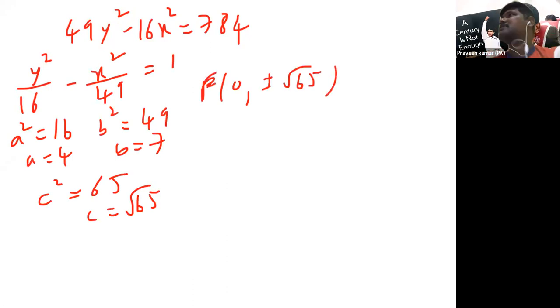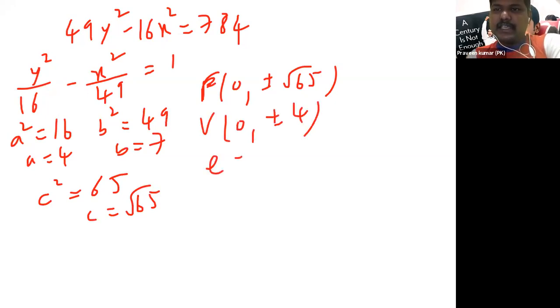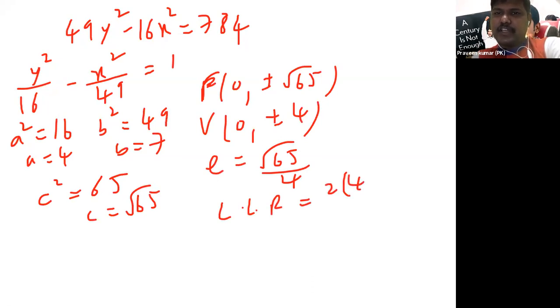Focus 0 comma plus or minus root 65. How do we know it is on the y axis? Because it's very clear that y is first. Vertex 0 comma plus or minus 4. Eccentricity c by a. c means what? Root 65 by 4. Length of latus rectum 2b square by a. 2 into 49 by 4. 49 by 2.